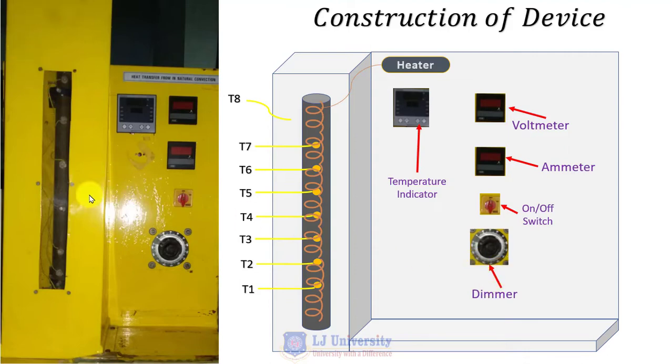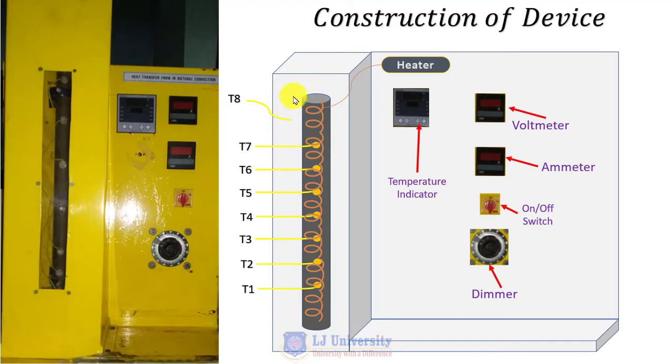Let's understand the arrangement in this box. In this box we have one cylinder. As you can see in this figure, we have one cylinder with one heater inside it. This heater is totally inside this cylinder, so whatever heat is generated by this heater is going to come out to the surface of this cylinder simultaneously at all points.